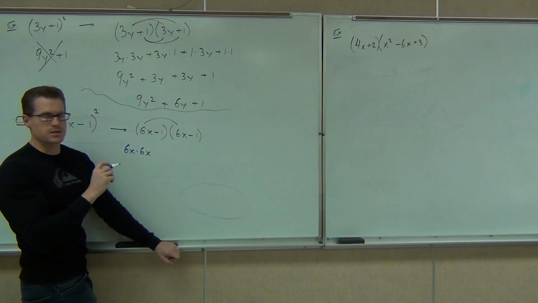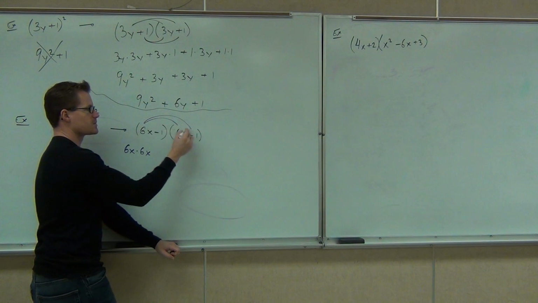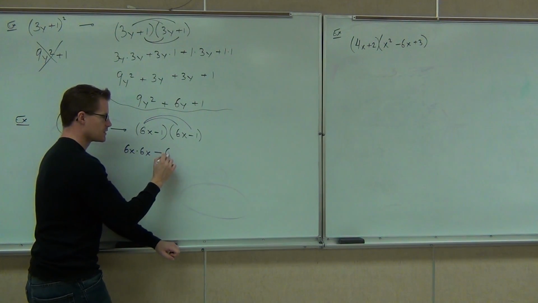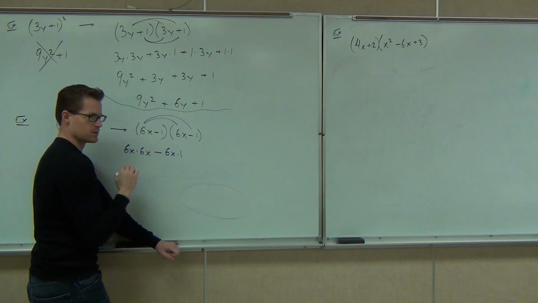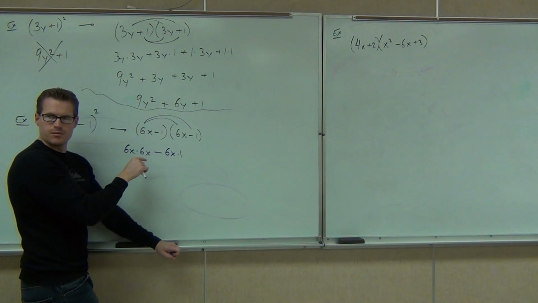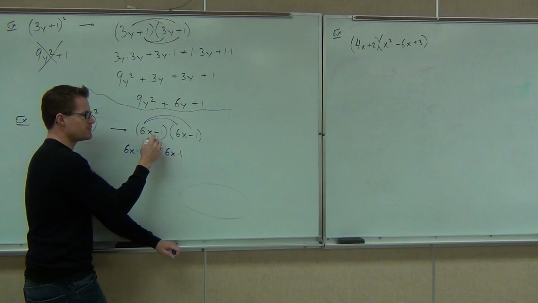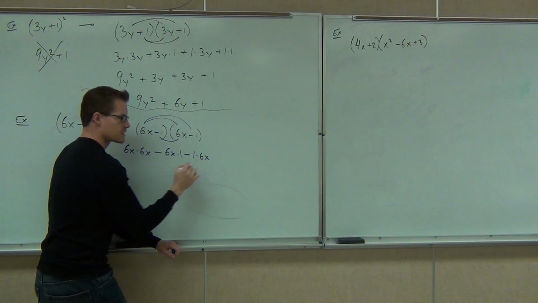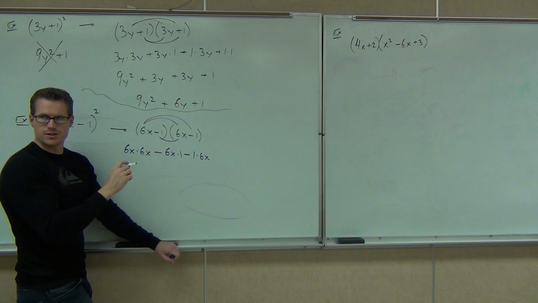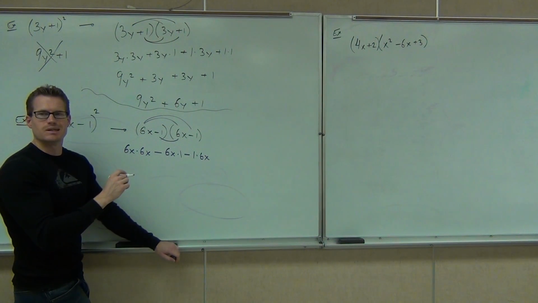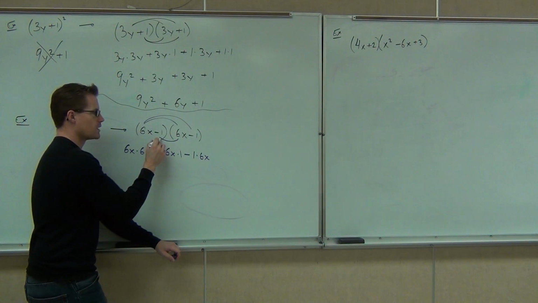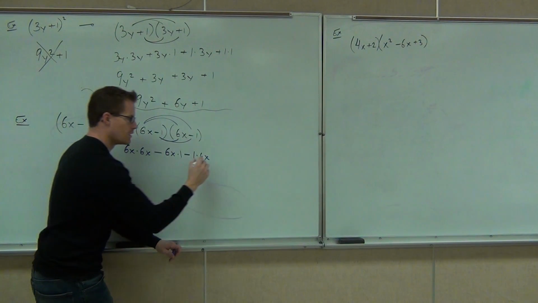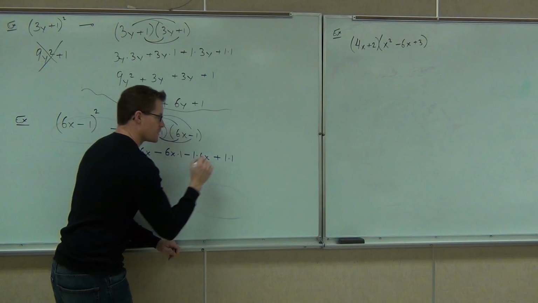Watch on the board with these minuses. You've got 6x times negative 1. That should be minus 6x times 1. Do you see where the minus is coming from? Then you have negative 1 times 6x. That's a minus 1 times 6x. Lastly, it's a biggie. Negative 1 times negative 1, what's that? Plus. A plus 1 times 1.